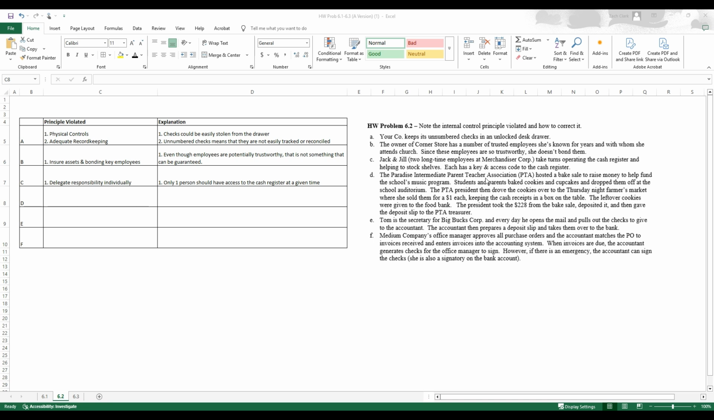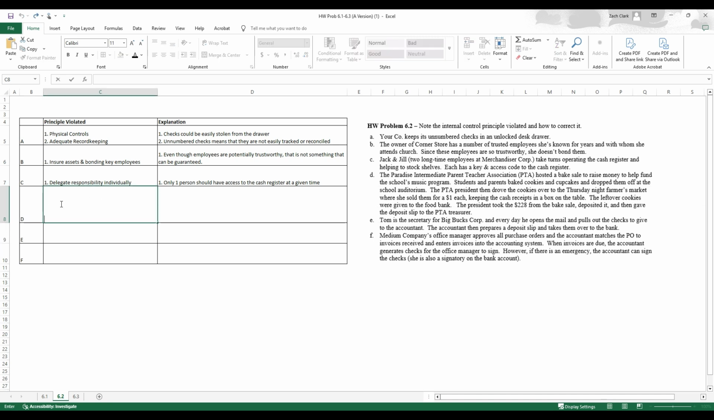Okay, the Paradise PTA hosted a bake sale to raise money. The PTA president drove the cookies over to a market, sold them for $1 each, and kept the cash receipts in a box. Leftover cookies were given to the food bank. The president took the money from the sale, deposited it, and gave it to the deposit slip. So let's see, a number of different things in this one.